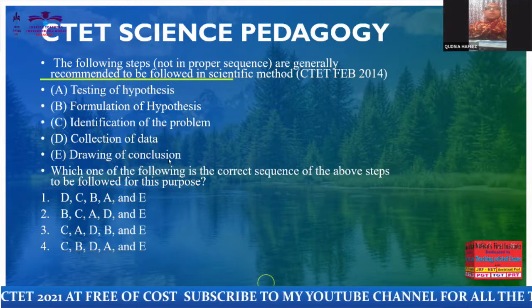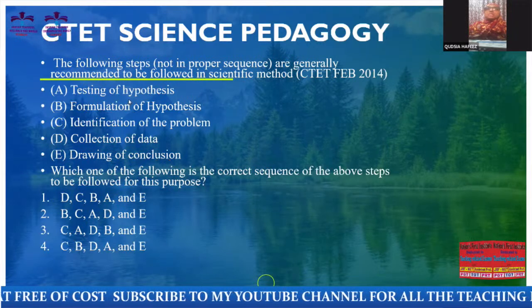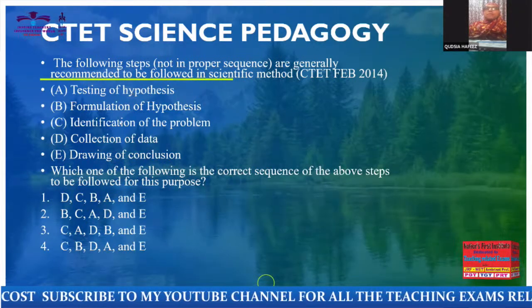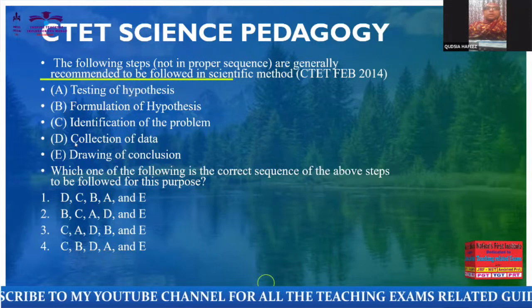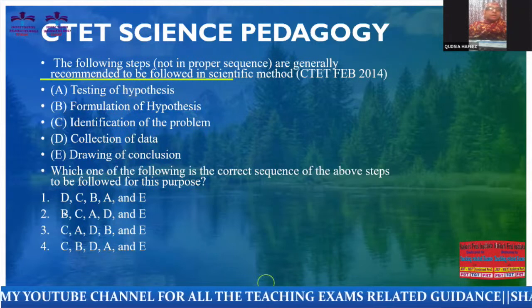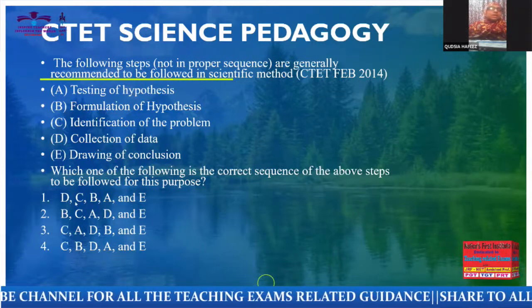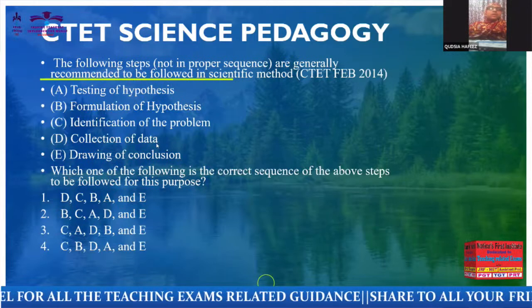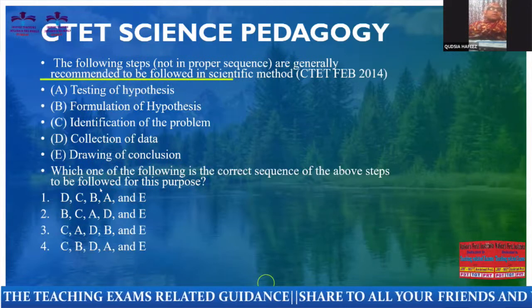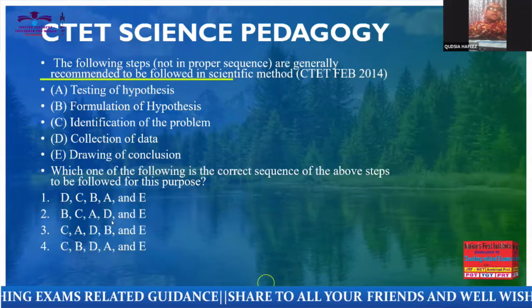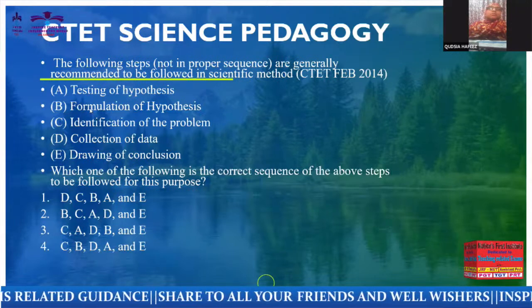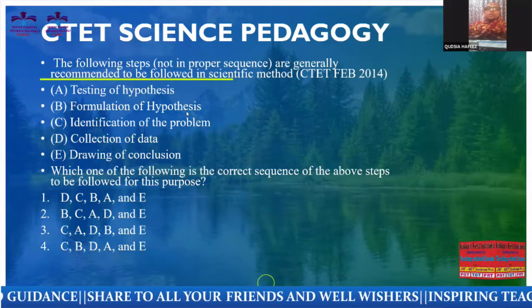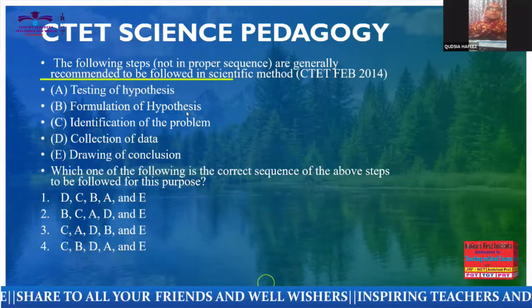Next, we have here drawing of conclusion. So is testing of hypothesis the first step, or which is the first step among these options? We have to arrange in a proper manner. So D, C, B, A, E. D, that is collection of data, cannot be the first step. Next option B, C, A, D, E. B is formulation of hypothesis. No, that is also not the correct first step.